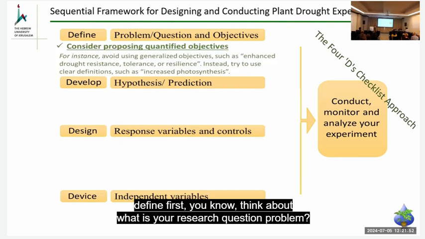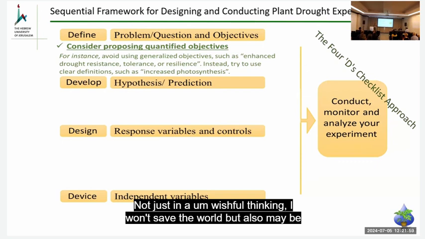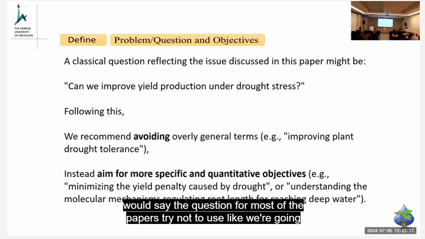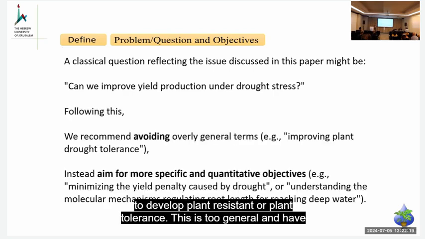When I say define, first, think about what your research question or problem is, not just in wishful thinking, like I want to save the world, but also maybe something very practical, okay? For example, a classical question is, can we improve yield production under drought stress, right? This is, I would say, the question for most of the papers. Try not to say we're going to develop plant resistance or plant tolerance. This is too general and has very little information inside, okay?